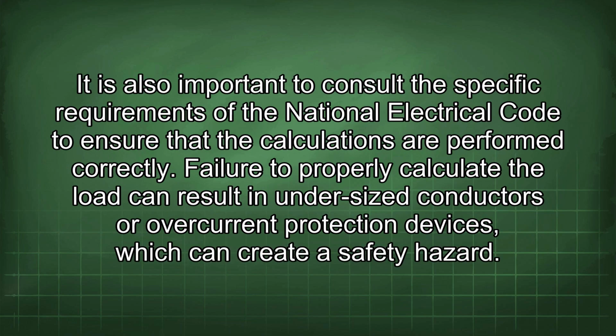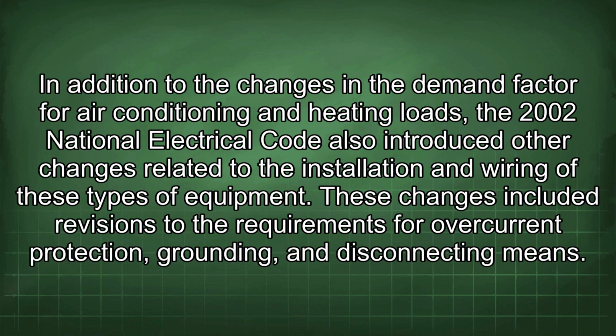It is also important to consult the specific requirements of the National Electrical Code to ensure that the calculations are performed correctly. Failure to properly calculate the load can result in undersized conductors or overcurrent protection devices, which can create a safety hazard. In addition to the changes in the demand factor for air conditioning and heating loads, the 2002 National Electrical Code also introduced other changes related to the installation and wiring of these types of equipment. These changes included revisions to the requirements for overcurrent protection, grounding, and disconnecting means.